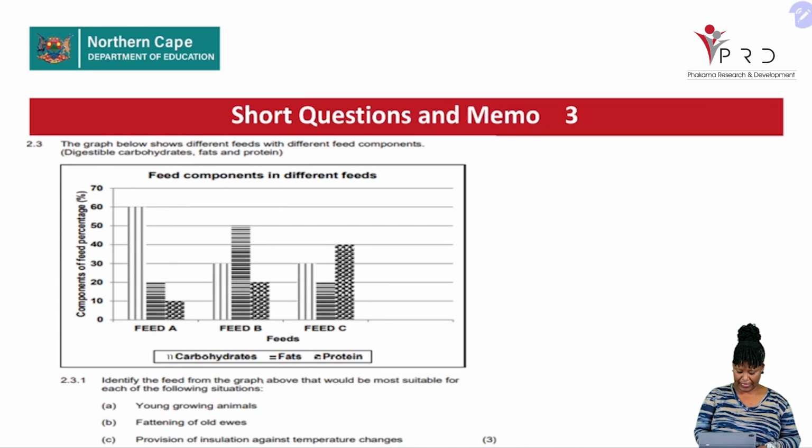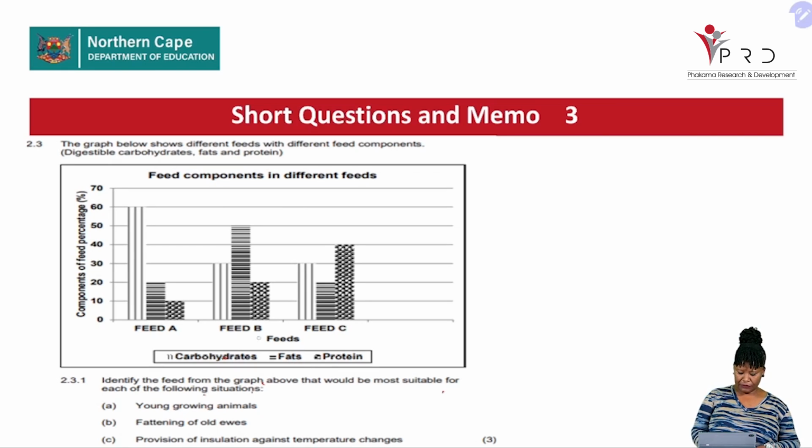Identify feed from the graph above that would be most suitable for each of the following situations. So you are given 3 situations where there are young growing animals. You want to fatten old ewes. Provision of insulation against temperature changes. And which feeds are you given? You are given feed A. Feed A has a lot of carbohydrates, has fats but less protein.